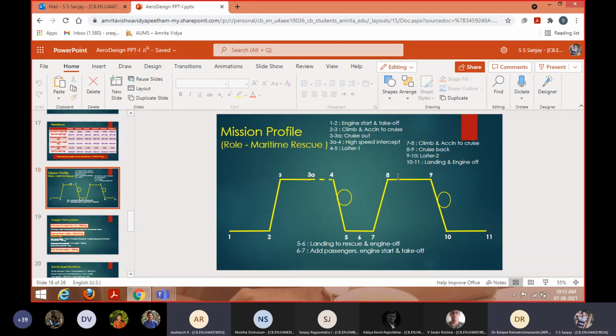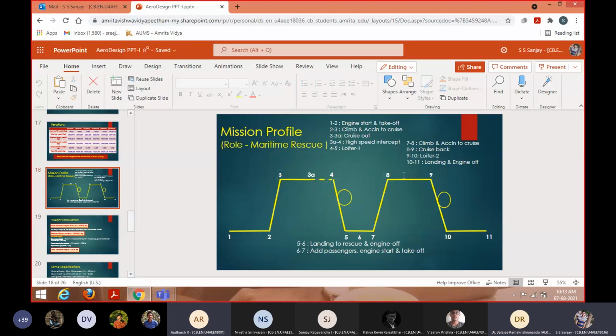So what I'm asking is, will the L by D ratio and the velocity, if you are assuming the cruise velocity for 8 to 9, be the same as 3 to 4, or have you changed it? So the L by D and the cruise velocity. Okay, so you're asking if we have taken the same L by D and V for 8 to 9 as we have done for 3 to 3A.